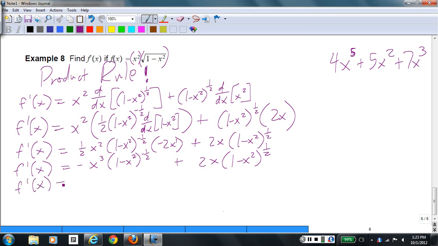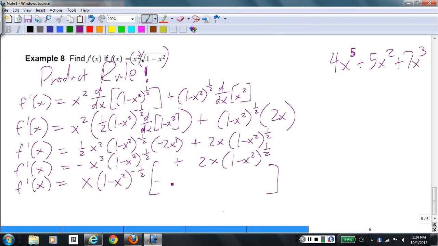F prime of x equals x times 1 minus x squared to the negative 1/2. You have a common factor of x, and they each have a factor of 1 minus x squared to some power, and the lesser of those two powers is negative 1/2. So we're going to go with the lesser of those two powers as our exponent. And now, one at a time, we look at each of these expressions and ask ourselves, x times 1 minus x squared quantity to the negative 1/2 times what will give us that expression?